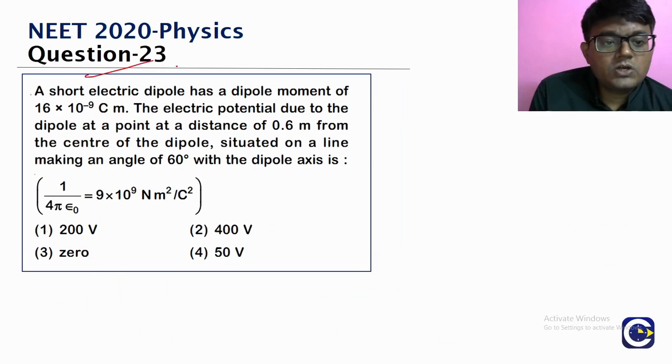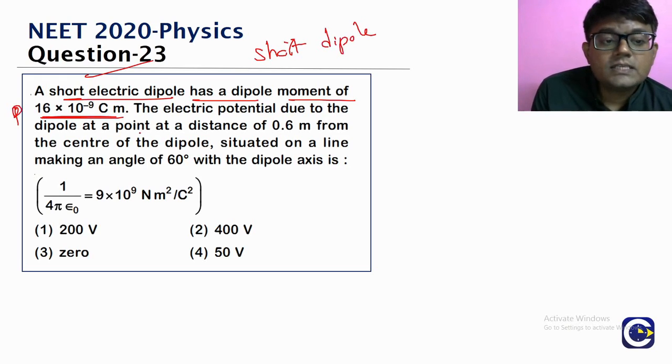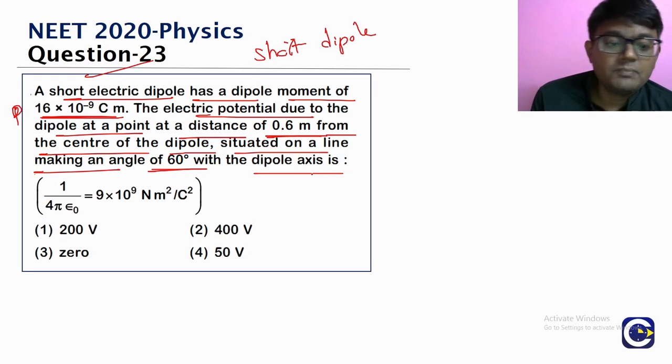Next, we have a question on the electric potential developed by a short dipole. What is it? Electric potential developed by a short dipole. So what is it? A short electric dipole has a dipole moment p. The value is given. What is it? 16 into 10 power minus 9 coulomb meter. The electric potential due to the dipole at a point at a distance of 0.6 meter from the center of the dipole, situated on a line making an angle of 60 degrees to the dipole axis.